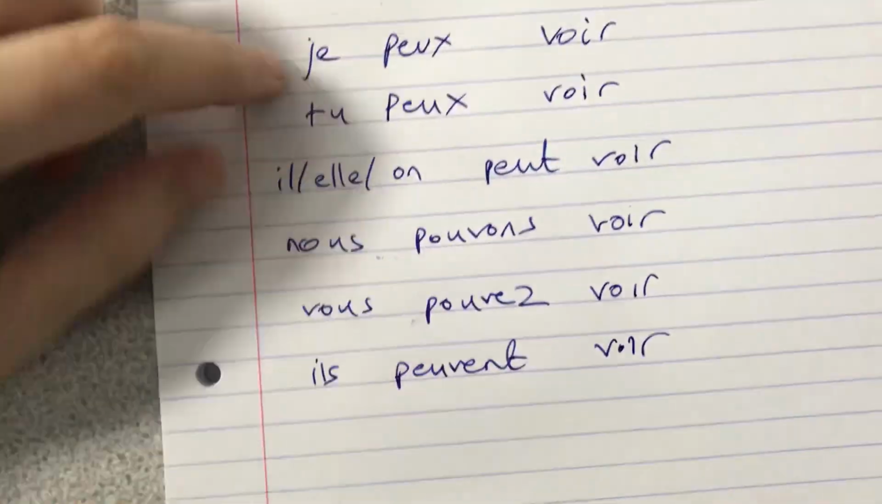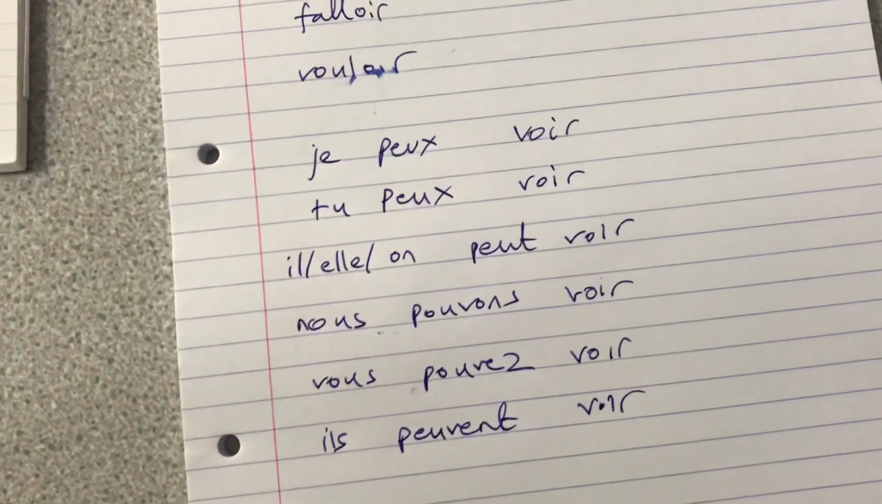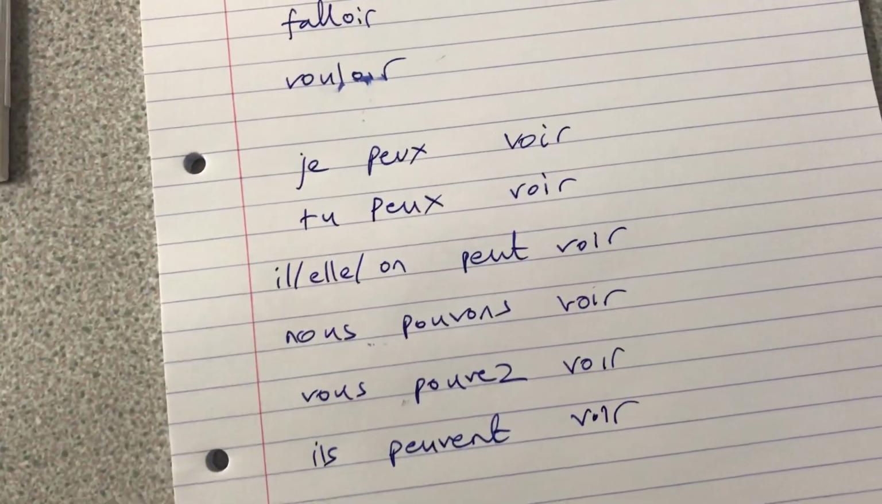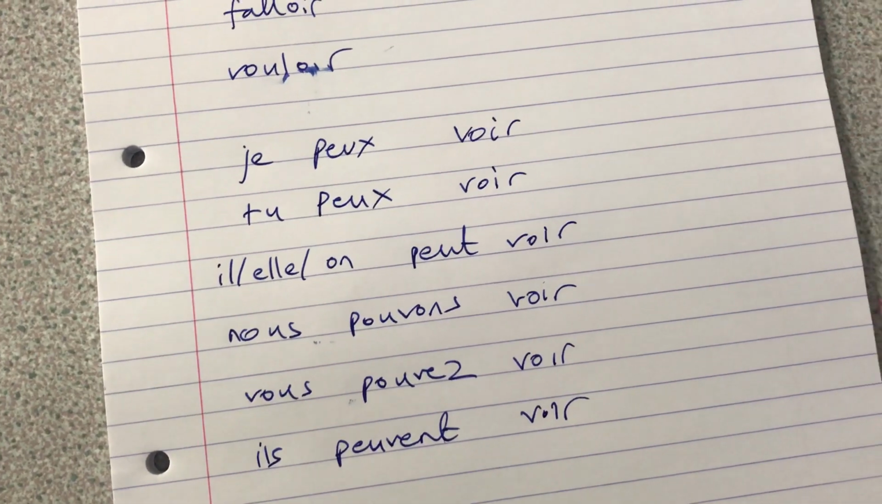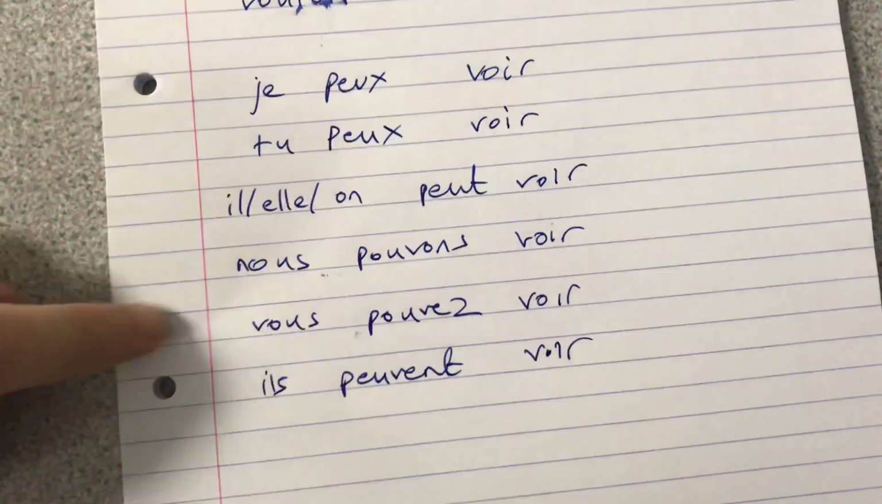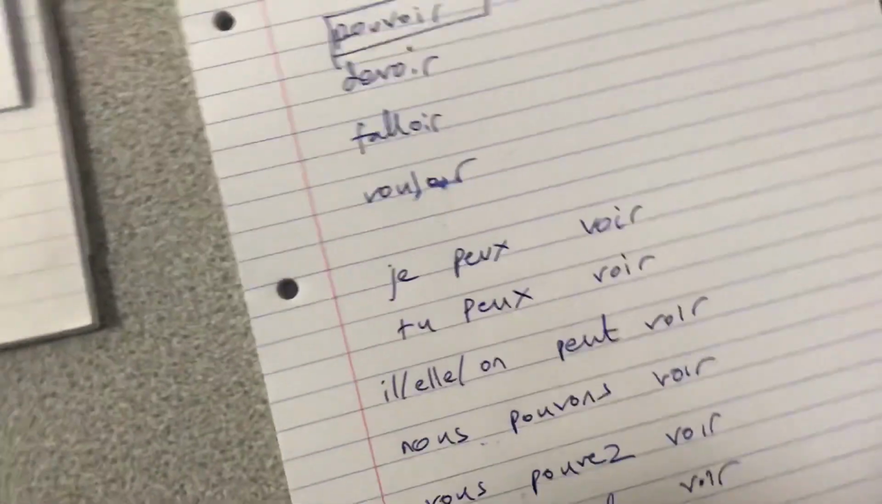And again, the voir doesn't change. It's this bit that changes. So, je peux voir, I can see. Tu peux voir, you can see. Il, elle, on peut voir. He, she, one can see. Nous pouvons voir, we can see. Vous pouvez voir, ils peuvent voir. You can see, they can see. Easy peasy.